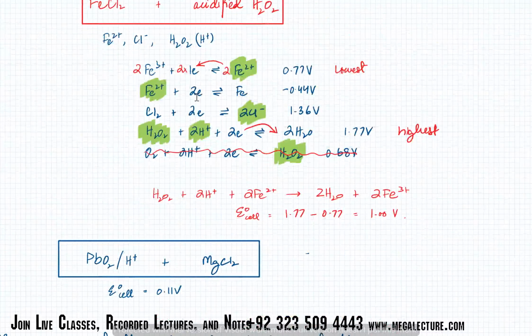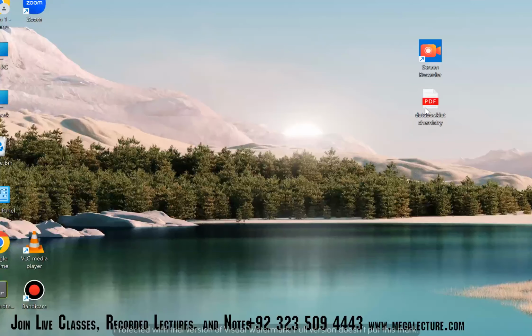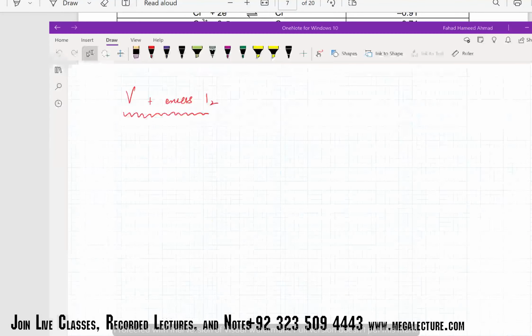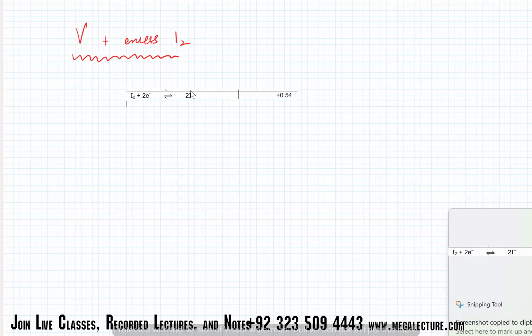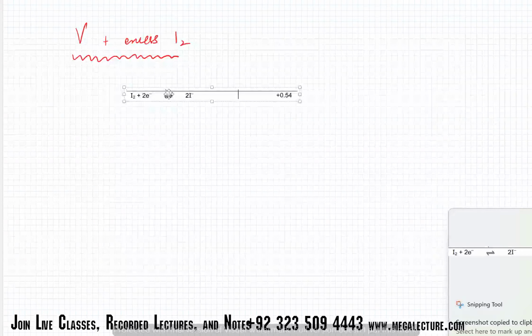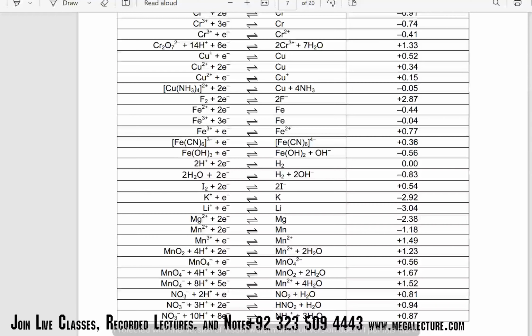So right now, initially, you have these two as your reactants. You've got vanadium and you've got excess I2. So you're going to look at the data booklet, and you're going to look for vanadium and I2. For I2, there's only one equation, this one. So I'm just going to copy that one equation.